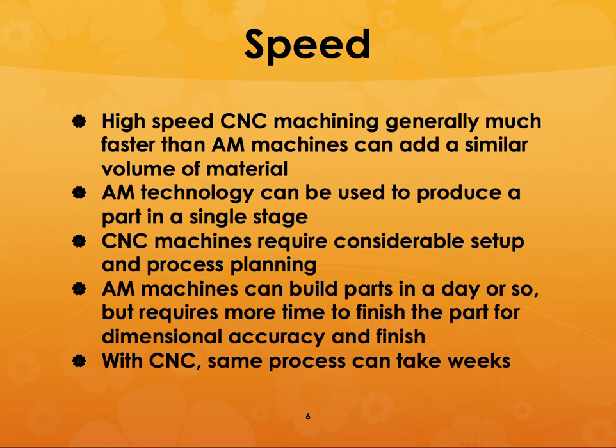The other major difference between CNC machining and additive manufacturing is that CNC machining is generally much faster than additive manufacturing, and it can add a similar volume of material, but the advantage is that additive manufacturing can produce a part in a single stage, whereas in CNC machining you require considerable setup and process planning, and in some cases it can even take weeks to make a part, whereas in the case of additive manufacturing it can produce parts in maybe a day or a couple of days, but it requires more time to finish the part when you want to get dimensional accuracy and finish.